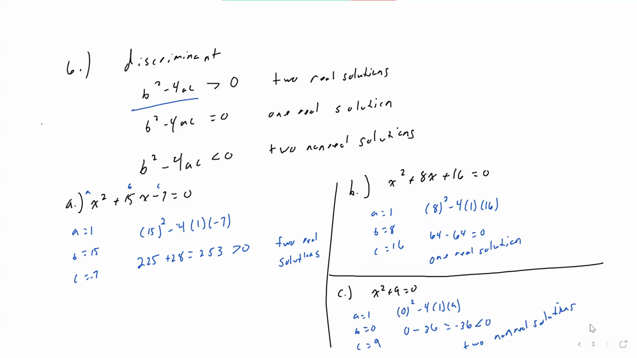Alrighty. And then you're going to get questions like number 7, where it's going to say determine the values for C such that a quadratic equation will have one real solution. So you're given x squared minus 6x plus C equals 0, and you want to have one real solution. So as of right now, A is equal to 1, B is equal to negative 6, and our C is equal to C because we don't know that.